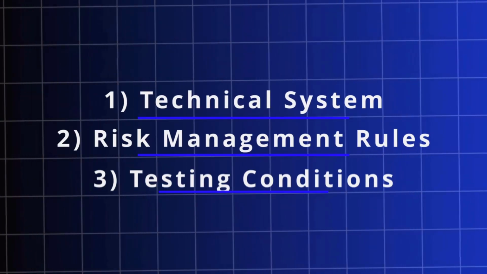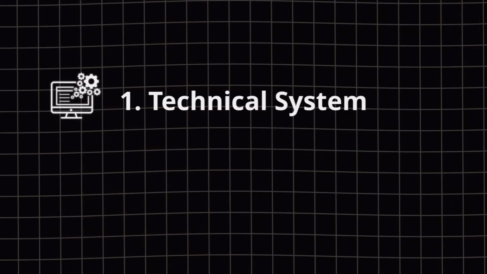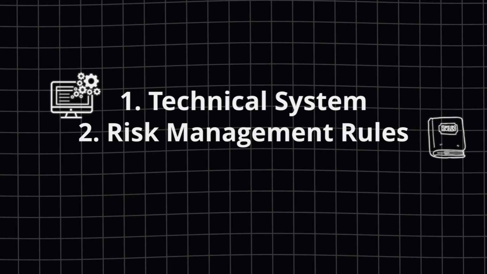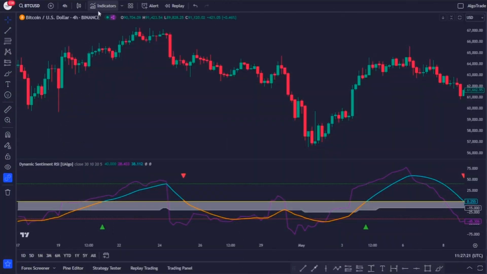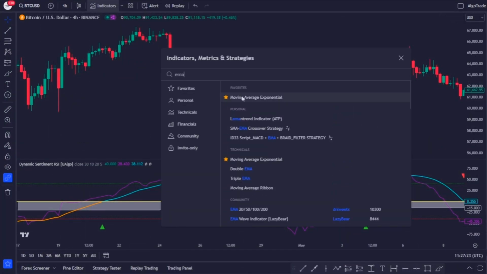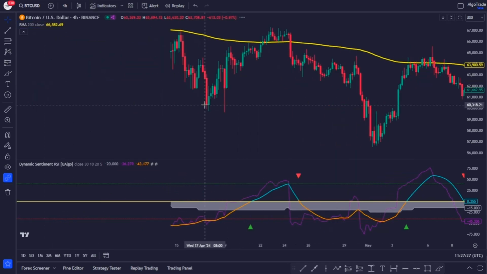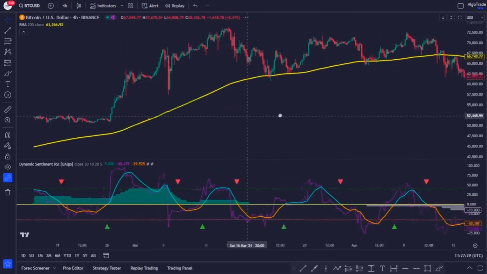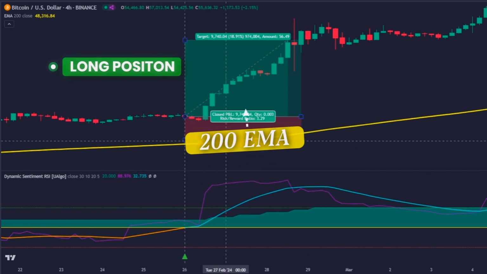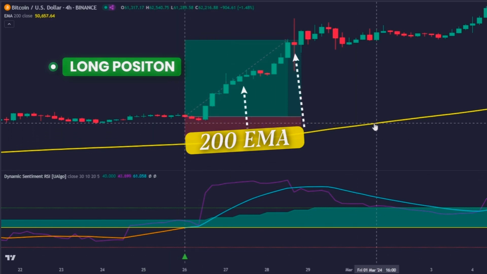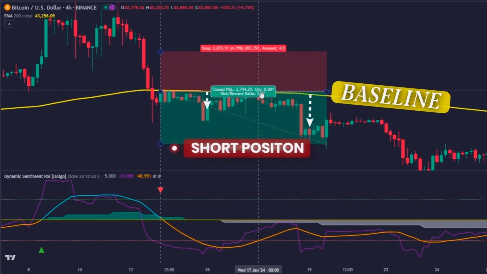For our testing, I will follow the same approach as usual. I will define our technical system, risk management rules, and testing conditions. The technical system will include using the Dynamic Sentiment RSI in addition with a 200 period exponential moving average to filter out some fake signals. Here you have an example of a long position where the price is above the 200 EMA, and here we have a short trade example where the price is below the baseline.